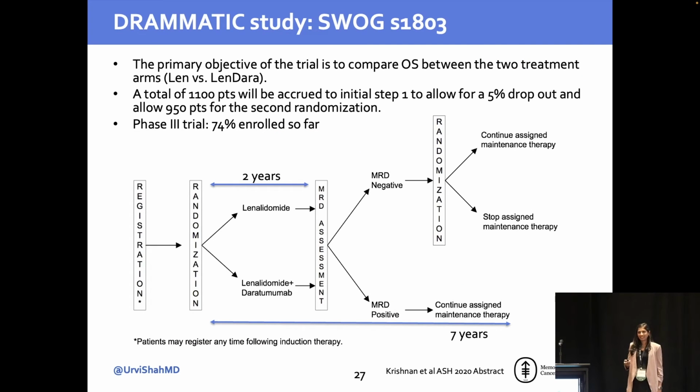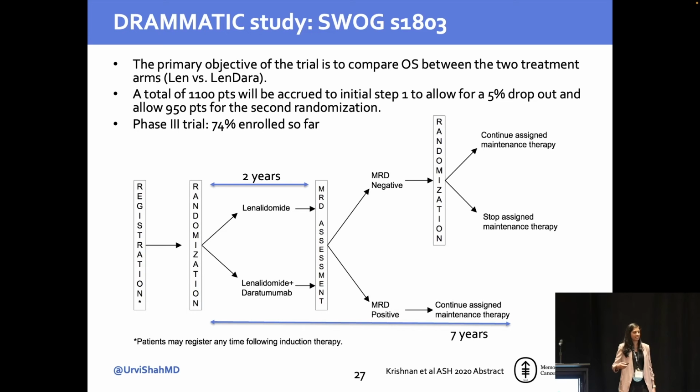So this is the DRAMMATIC study that Dr. Savaro was talking about earlier. This is the study where the primary objective of the trial is to compare overall survival between the 2 treatment arms, lenalidomide versus lenalidomide and daratumumab. What they're doing in this study is trying to understand the effect on overall survival with doublet maintenance versus single drug, but also adapting it to an MRD design where only if a patient is MRD positive will they need more therapy and continue on it.